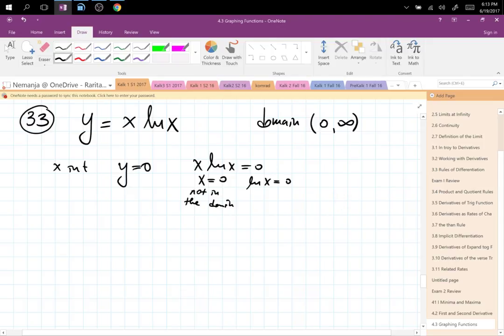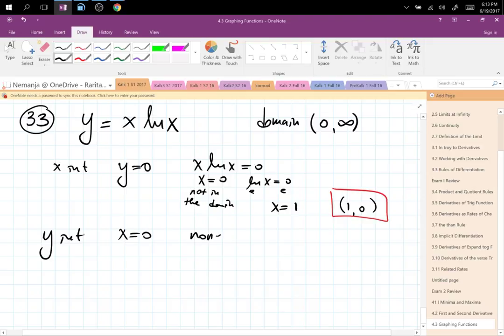And ln x equal to 0, if we exponentiate both sides to solve it, we get x equals 1. Now that is in the domain, so we do have one x-intercept, and that's (1, 0). Now we want to know the y-intercept. When x is equal to 0, nope, right? Because we can't have x equal to 0. Ln of 0 is negative infinity.